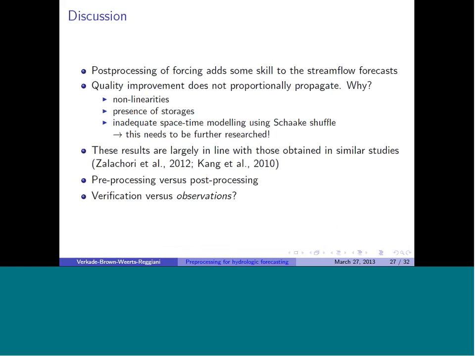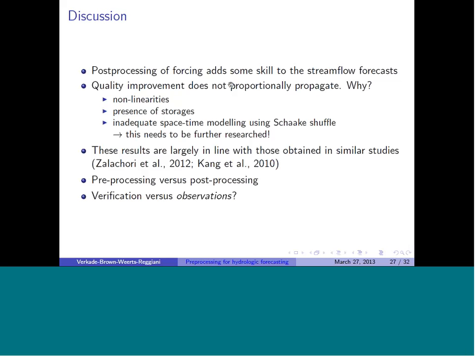Now just to go back, we've seen that post-processing of forcing adds some skill to the, this says streamflow forecast, but I mean to the forecast of temperature and precipitation. However, this increase in quality does not proportionally propagate to the streamflow ensembles. Why is that? Well, there's a couple of things we can think of. One would be the strong nonlinearities that are associated with hydrology. The other is the presence of storages.